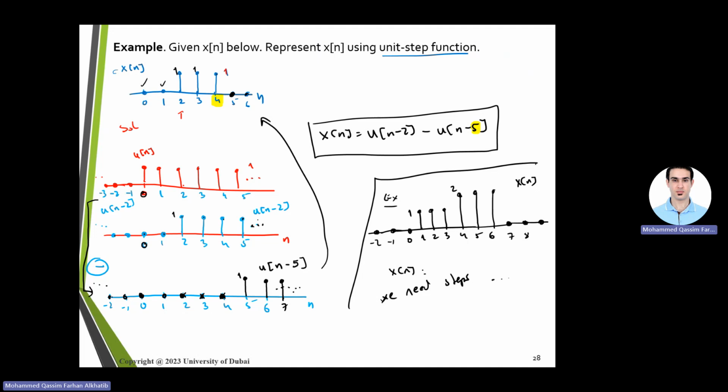Unit step function, okay, that's an example. Given the x of n below, represent x of n using unit step functions, similar to the example I did before. So that's u of n minus 2 minus u of n minus 5. Always take the sample after. This one has quite some details, but this is the answer. It's quite simple. You start from this sample and you eliminate the sample after the one you have.